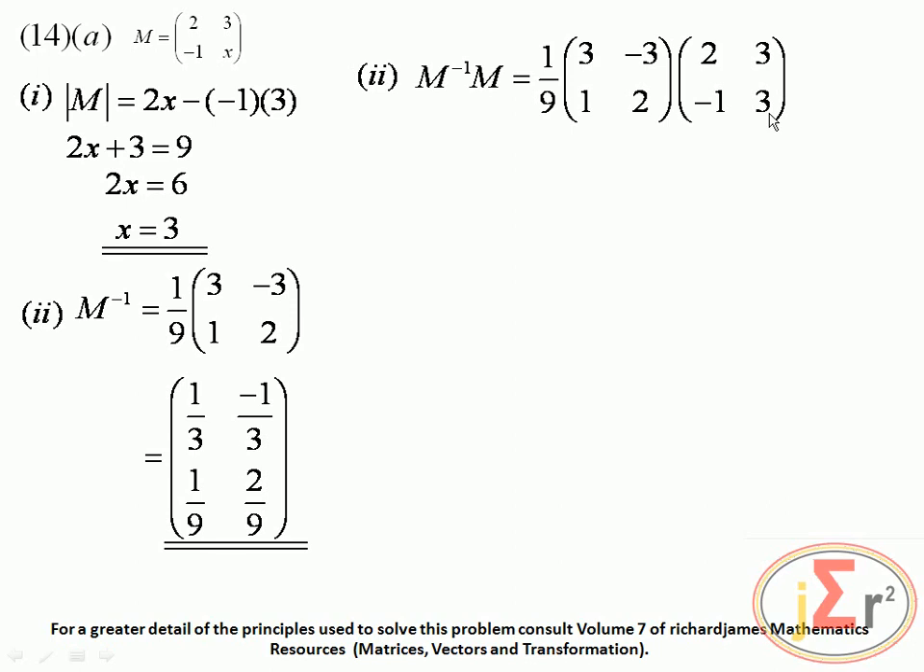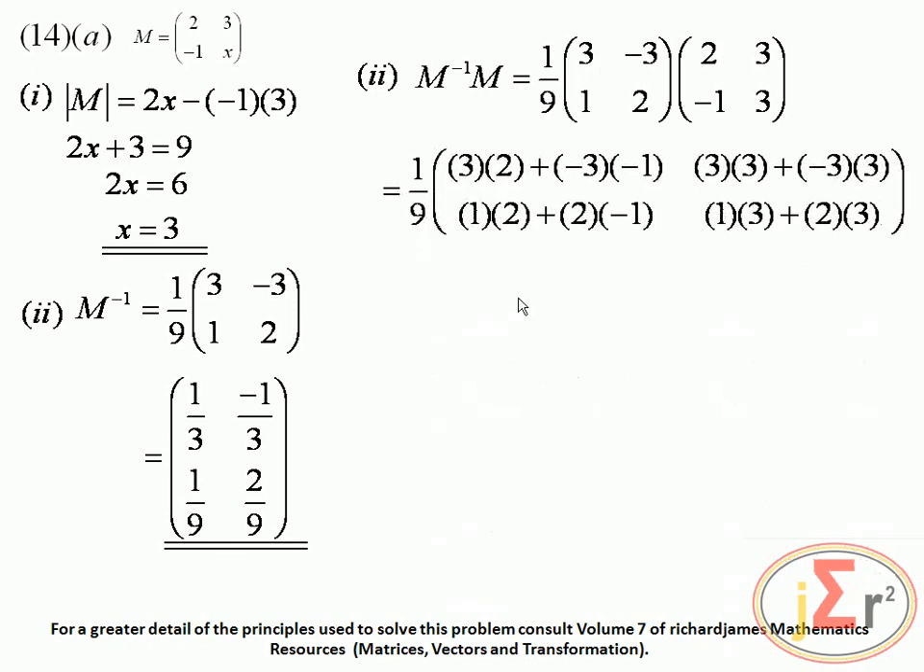So we take this 1/9 to be multiplied by these, and of course the resulting matrix is given right there. So we take the first row multiplied by the first column. So 3, 2 multiplied by negative 3, negative 1. That is what we have there. And of course the first row multiplied by the second column. 3, 3 multiplied by 3 plus negative 3, 3.